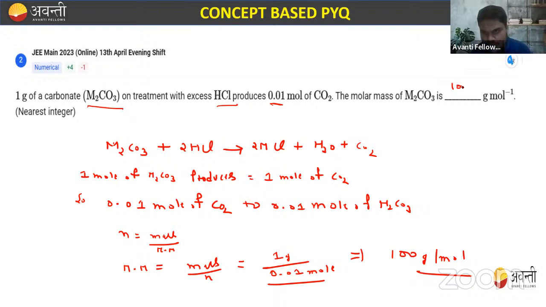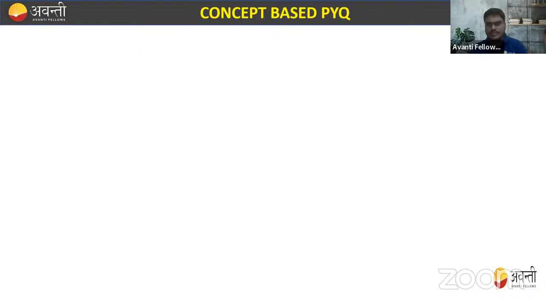तो इसका molar mass कितना होगा? Around 100 gram. Experiment. ठीक है? So I hope this is clear to you.